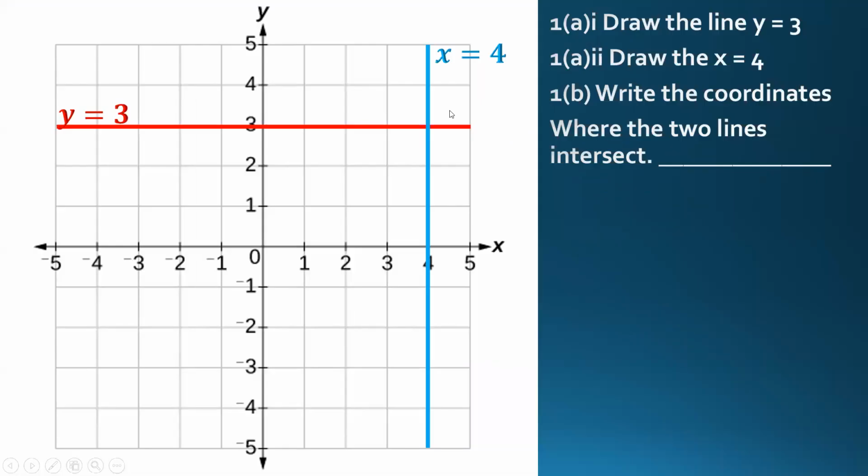So put inside the chat the coordinates where the two lines intersect, where the blue line and the red line intersect. Do not answer it out loud. I need everyone to do that, please. Make sure for coordinates you put the parentheses because it is an ordered pair.